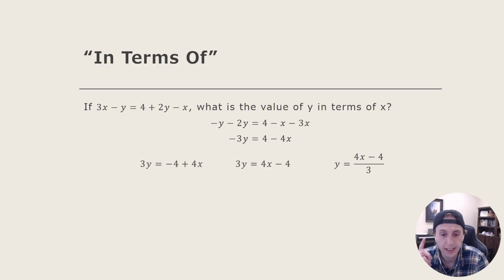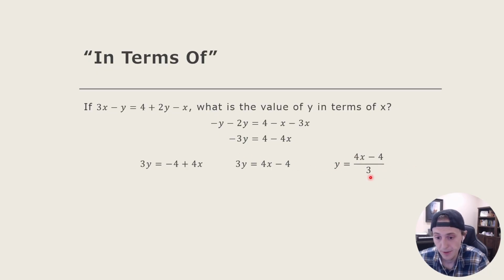So first I divided each side by negative 1. So now we have this 3y equals negative 4 plus 4x. And I swapped these around because I like how it looks with x in the beginning and a positive number at the beginning. And so that gives us 3y equals 4x minus 4. And then finally solving for y, dividing each side by 3. That's what got us to here.